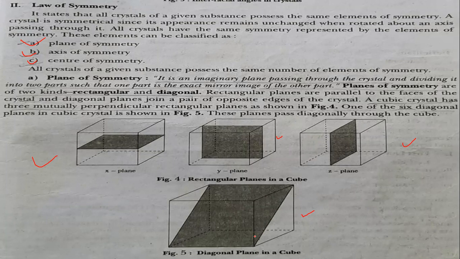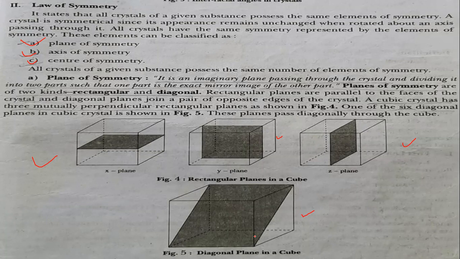Okay, planes of symmetry are of two kinds. One is a rectangular plane and the other is a diagonal plane. Here in the diagram you can see the last one is a diagonal plane. So two such planes are there. But when we put a plane that makes two equal parts of that shape or that crystal or that structure, we call it a plane of symmetry.